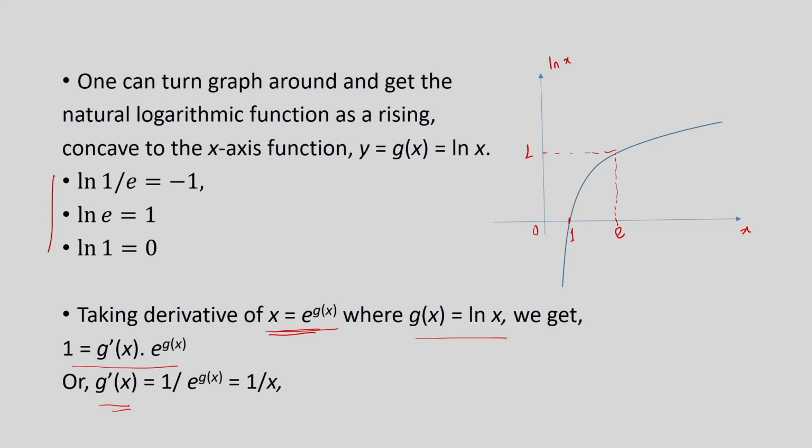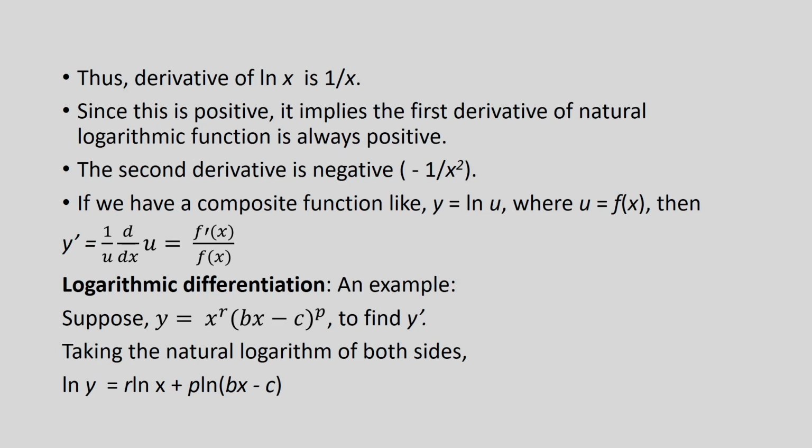But what is e to the power g(x)? e to the power g(x) is x. So g prime of x is equal to 1 divided by x, and that is what we wanted to find out. So g prime of x is equal to 1 divided by x, and this is nothing but d/dx of log of x. So that is the formula for the derivative. The derivative of log of x, that is natural log of x, is equal to 1 divided by x.